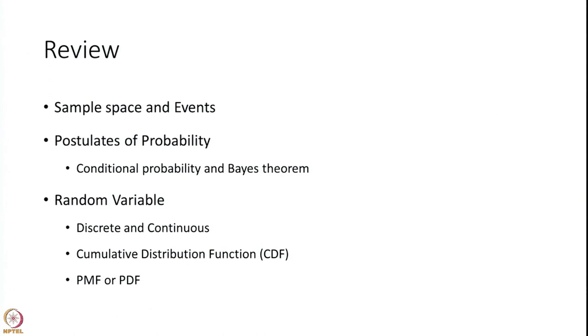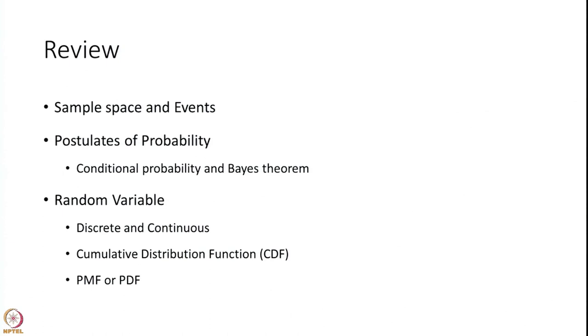And then we also introduced what is known as conditional probability: instead of the whole sample space, if you have knowledge of one particular event, and in the light of that event you look at the probability of other events, it is called conditional probability. And from that, we introduced Bayes' theorem, and we briefly talked about the importance of Bayes' theorem in today's life.